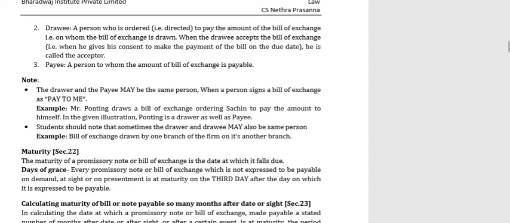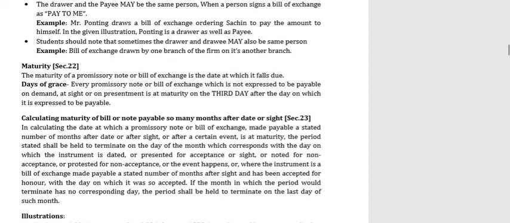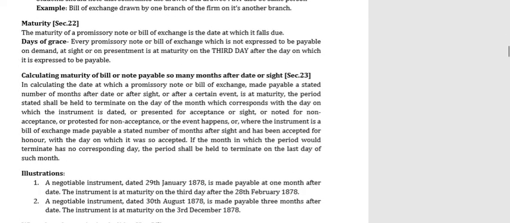Let me take you through. A bill of exchange may be made payable on demand or after a definite period. Of course, I told you a bearer instrument is not possible. How is maturity calculated? Section 22 of the Negotiable Instruments Act says the maturity of a promissory note or bill of exchange is the date at which it falls due. So whenever the instrument falls due, that is the date of maturity.